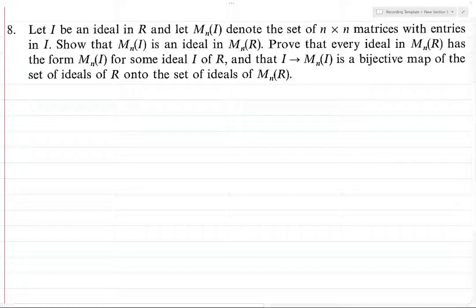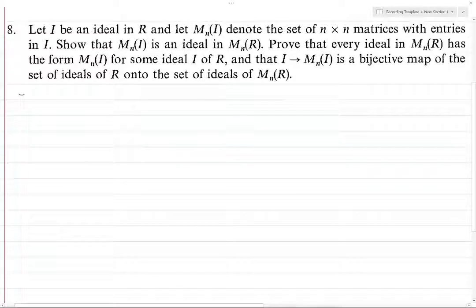All right, do you like really tedious problems? I hope so, because that's what this is. So let's get right into it. We've got to prove that M_n(I) is an ideal of M_n(R). I did this on a homework assignment once, so I'm literally just going to copy this.